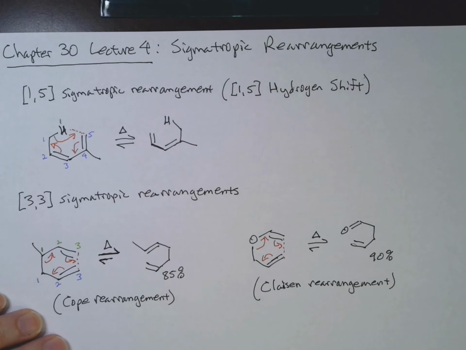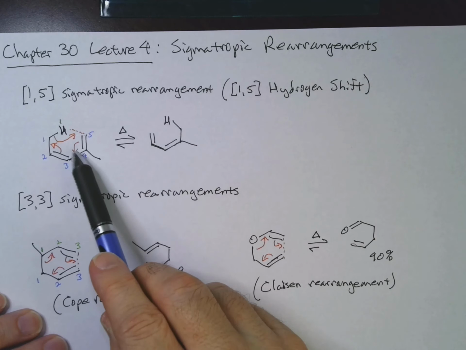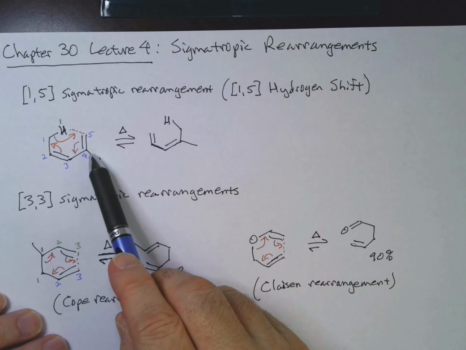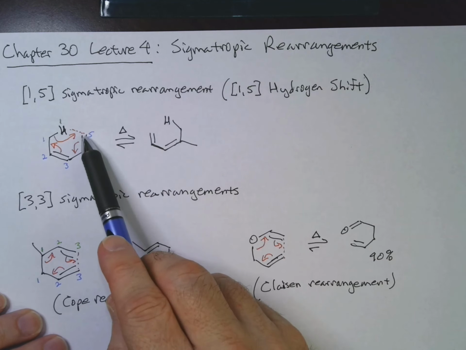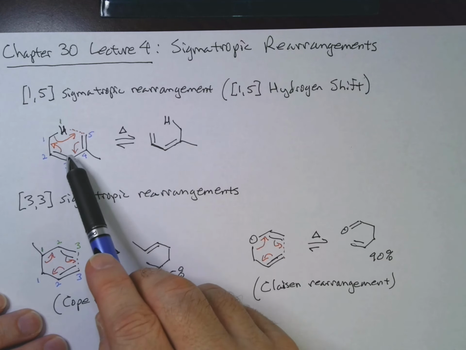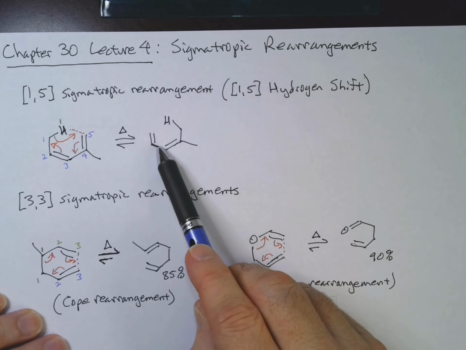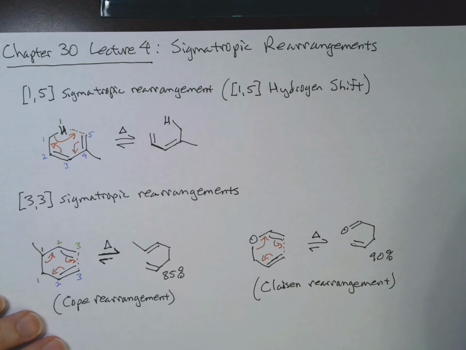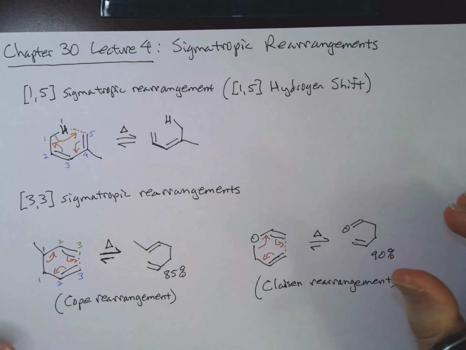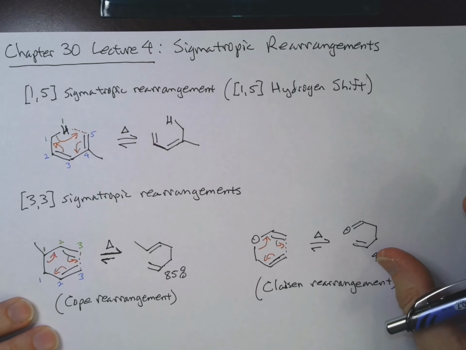Anyway, going back and looking at the 1,5, let's see if we can figure out which side would be favored equilibrium-wise. So I've got a geminal disubstituted, and a cis disubstituted. Here I have a trisubstituted and a monosubstituted. So I really have no idea which way this is going to go. You may end up with more like a 50-50 mix.